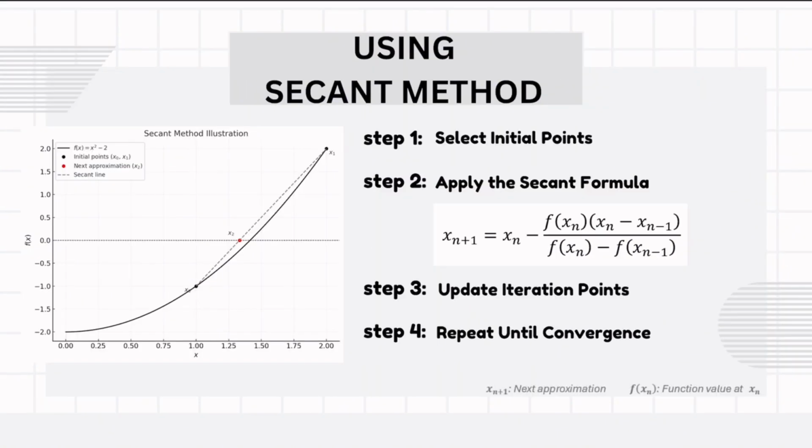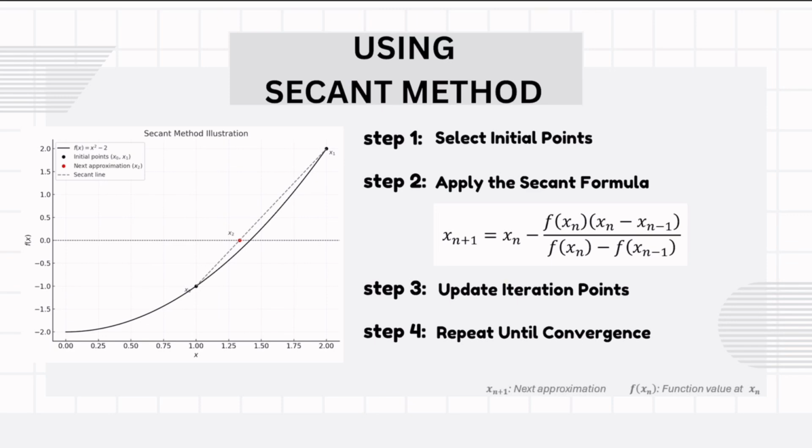Here are the steps to implement the secant method. First, select two initial points. Choose x0 and x1, which are close to the expected root. Second, apply the core secant formula. Third, update points. Replace xn minus 1 with xn and xn with xn plus 1. Fourth, repeat until convergence. Continue iterating until the difference between consecutive approximations is less than a predefined tolerance.